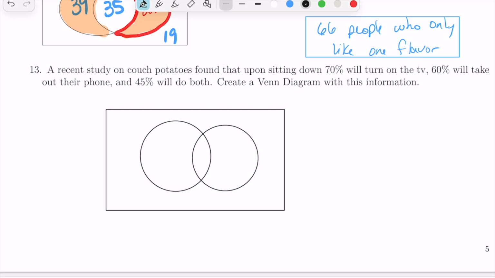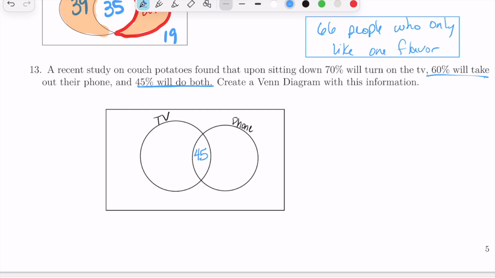And then we can start to put in our numbers. I'll label this one TV and I'll label this one phone so that I know which is which. I see that 45% will do both. That's where I'm going to start. I'll start by writing 45 in the middle.